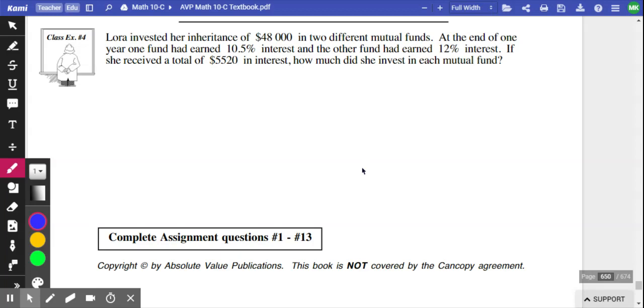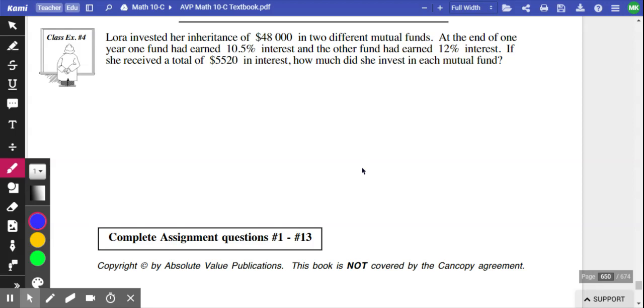So it says Laura invested her inheritance. Inheritance is what you get from somebody who passed away. So when my grandma passed away, she left her money, her inheritance, to my mom. So that's what Laura did. She got an inheritance. Laura invested her inheritance of $48,000 into two different mutual funds. Mutual funds are things that help you make money, right? Somebody takes your money and invests it in a company, makes money on that company, gives you back the money. That's a mutual fund.